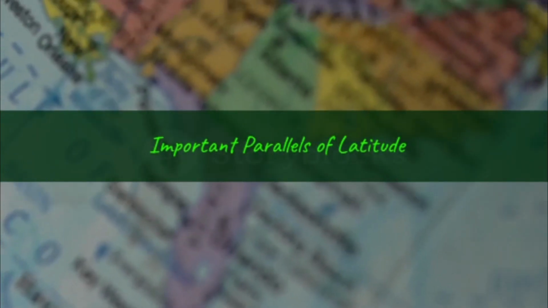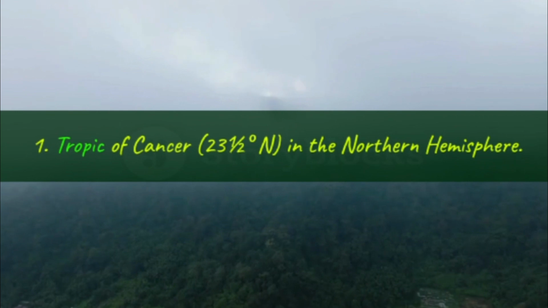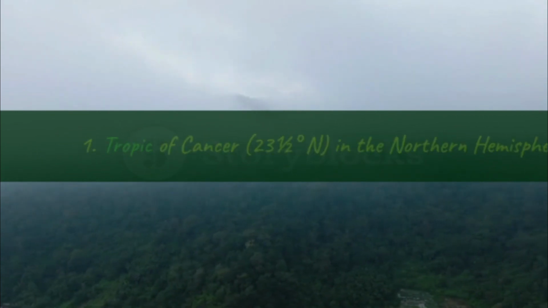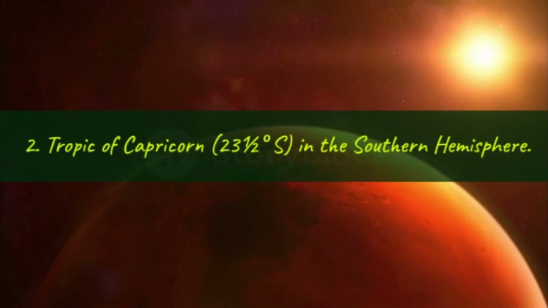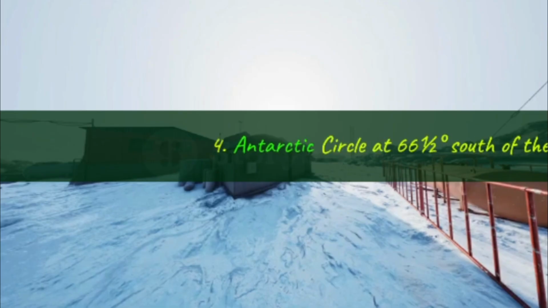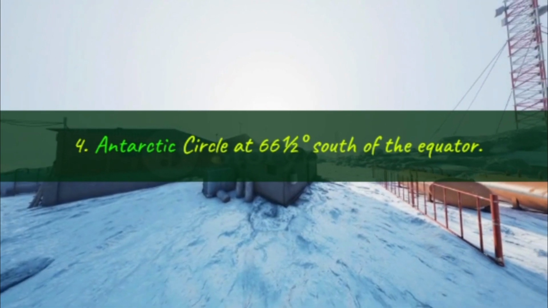Important parallels of latitude. There are 4 important parallels of latitude. 1. Tropic of Cancer, 23.5 degrees N, in the northern hemisphere. 2. Tropic of Capricorn, 23.5 degrees S, in the southern hemisphere. 3. Arctic Circle at 66.5 degrees north of the equator. 4. Antarctic Circle at 66.5 degrees south of the equator.